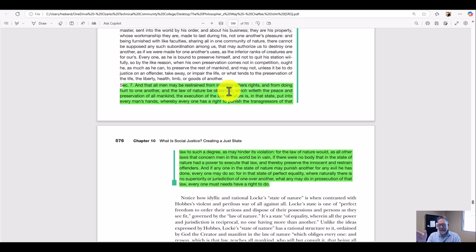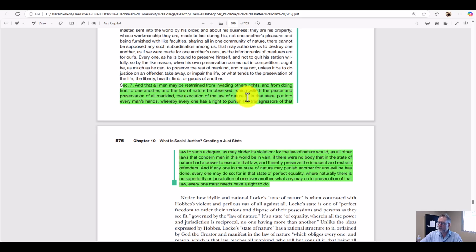Now, because it's the natural law, and because we're existing in the state of nature, which means that there's no police force, if I am witness to someone else who is having their rights violated by somebody else, then I would be justified in stepping in and punishing the transgressor of that. So that's what John Locke is saying here. He's saying that men may be restrained from invading others' rights. So if I'm witness to someone being assaulted, then I would be justified in stepping in and preventing that person from assaulting somebody else, precisely because that other person would be in transgression of what the natural law requires.